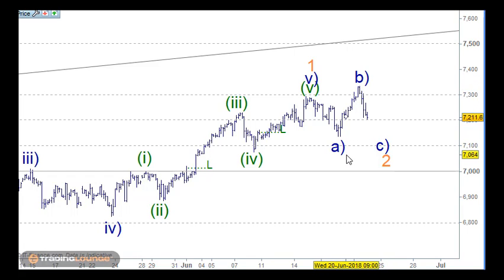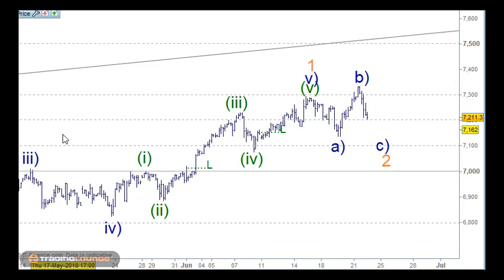In this instance, this would be an expanded flat correction. Let me explain an expanded flat correction. They don't normally happen in wave 2, so the Elliott Wave principle says, but I have seen it occur quite often in the FX market.